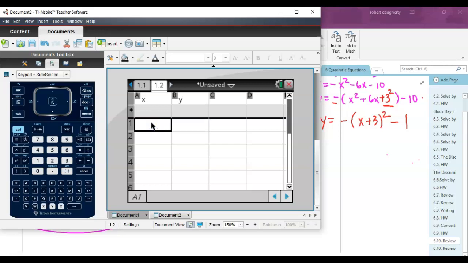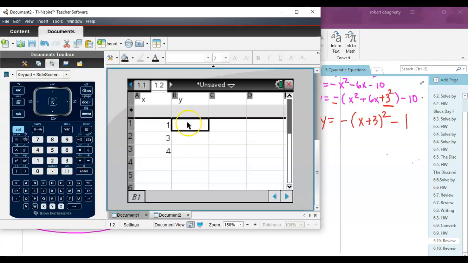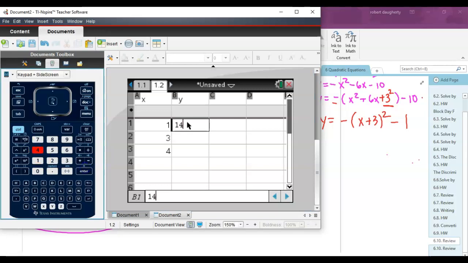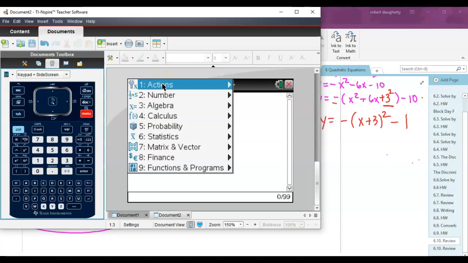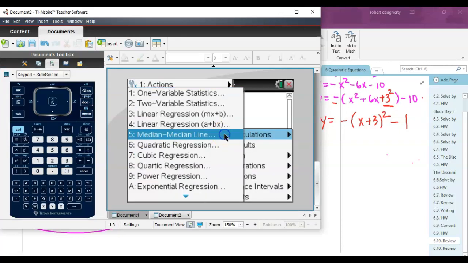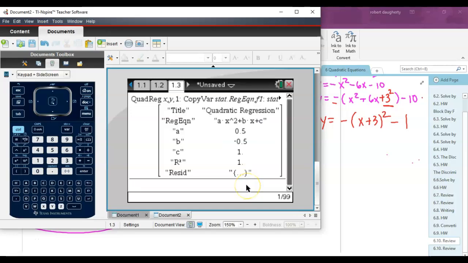The x values are 1 and 3 and 4. And the y values are 1, 4, and 7. Okay, so those are my points. Just go back to a calculator page and menu, statistics, stat calculations, quadratic regression. This is a quadratic. My x values were that x, and my y values were y. And what do we come up with?